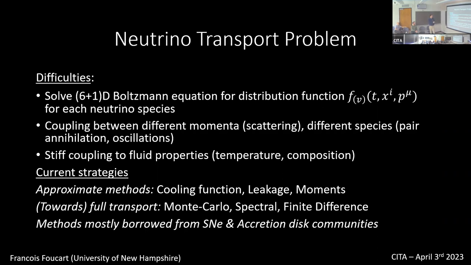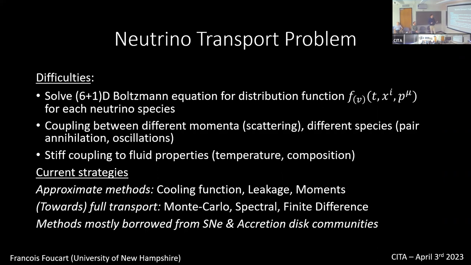We neglect the mass of the neutrinos here. And so we assume that the neutrino four-momentum is a null vector. And we evolve such a function for each species of neutrinos and each species of antineutrinos. So that's in theory 6 such functions to evolve. That is already a high dimensional problem.